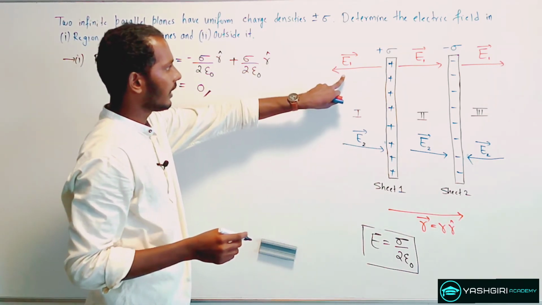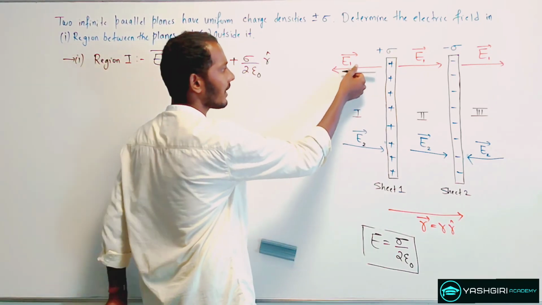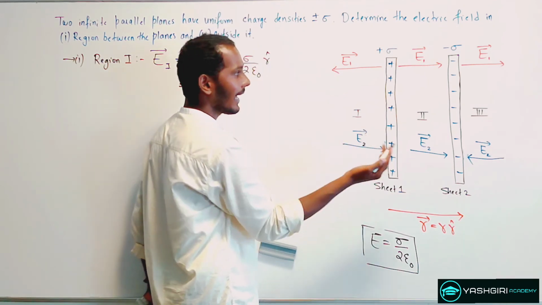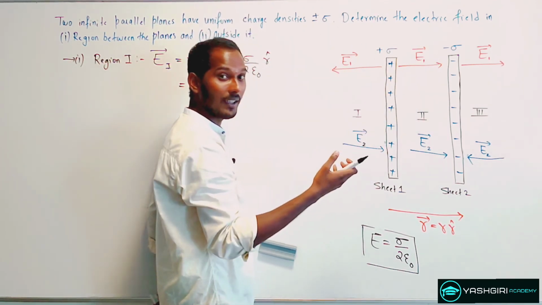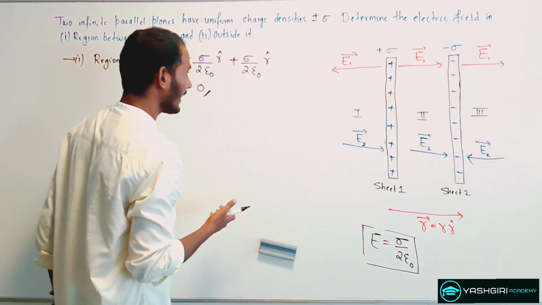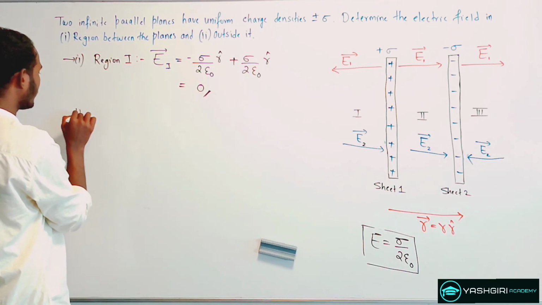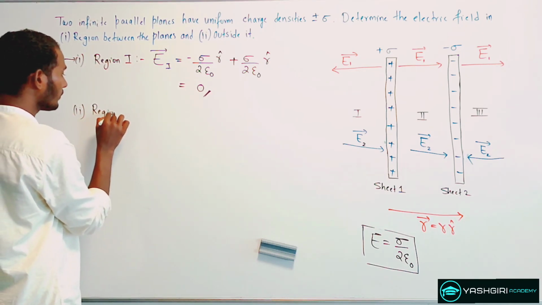Looking at the directions as well, you can directly say that one is pointing towards the left and the other towards the right, and the surface charge densities are equal, so they exactly cancel out. So let's go to region 2.